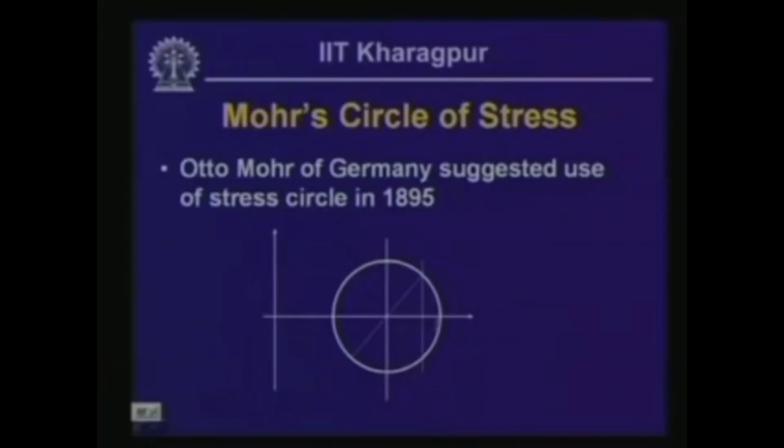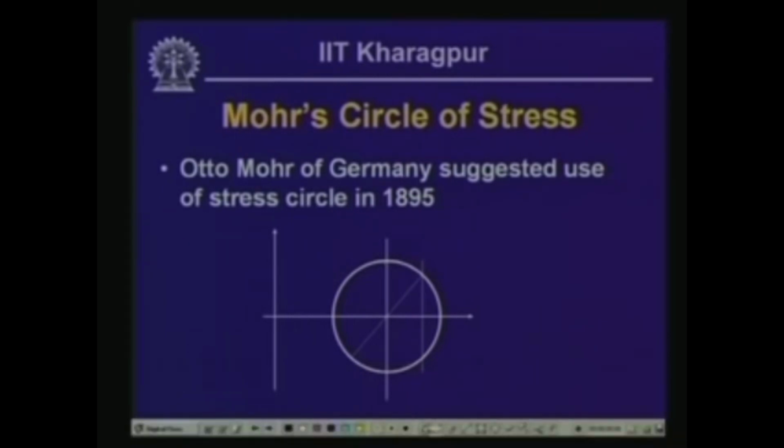Now, let us look into another representation or evaluation of stress from a concept which was given by Otto Mohr of Germany in 1895, which we popularly designate as Mohr circle of stress. Now, as we have seen, if we have a stressed body in which the normal stresses are sigma x and sigma y, and we have the corresponding shear stresses.